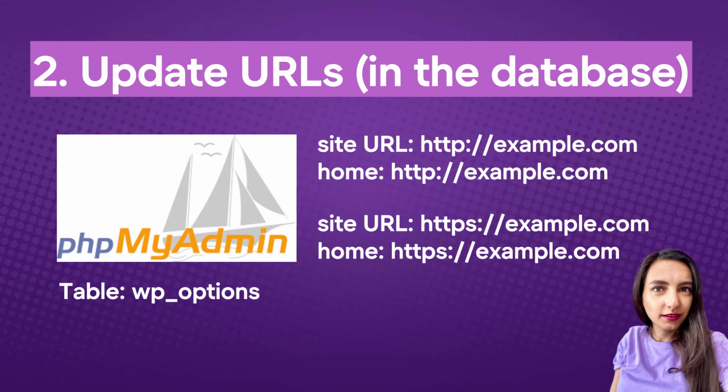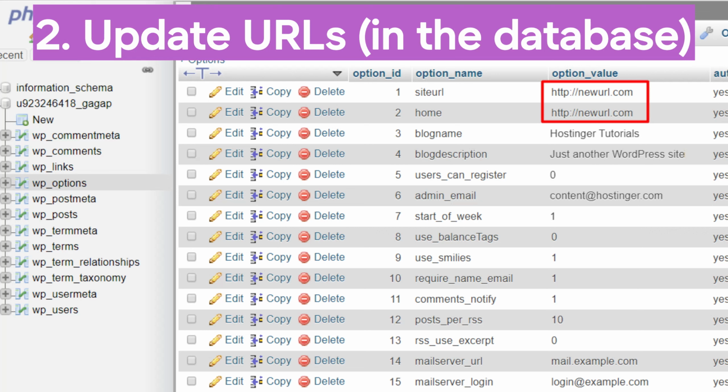Update URLs in the database. Make sure that site URL and home URL are either both HTTP or both HTTPS. How do you find it? You go in phpMyAdmin, and after you find the table called wp_options, and you find siteurl and home, and click the little pencil to edit.